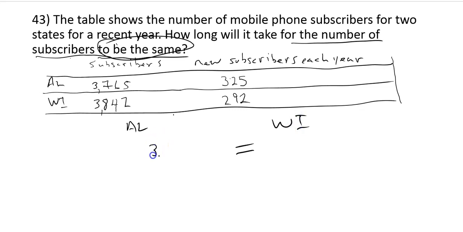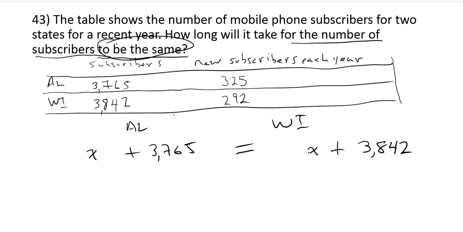Alabama, 3765. Okay, they're already there, so we're going to just put that in our equation, because they're there. And Wisconsin, we've got 3,842. And now we're looking at time. That's going to be our independent variable. So we're going to put x in for time, because we don't know what it is. That's what we're trying to figure out.